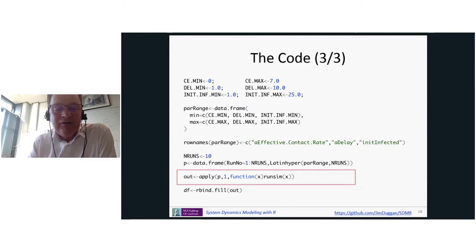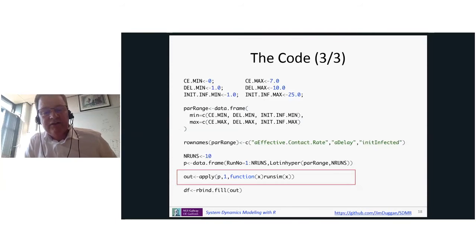The second parameter is 1, which means we operate on every row. And for every row, we call the function runSim with the values in the row. Basically, this one line of code, if you have 1,000 runs, will run your simulation 1,000 times with all the values that you created.